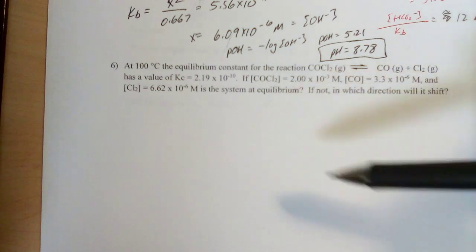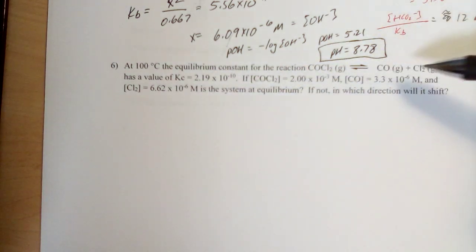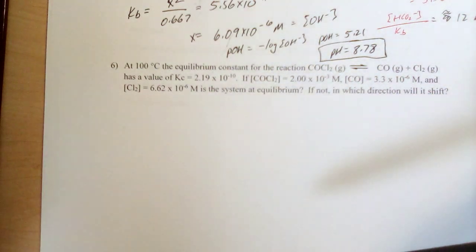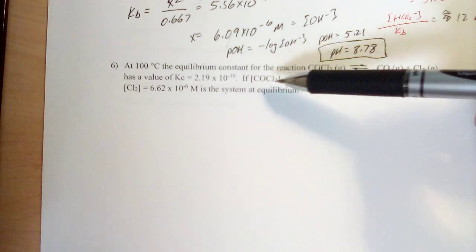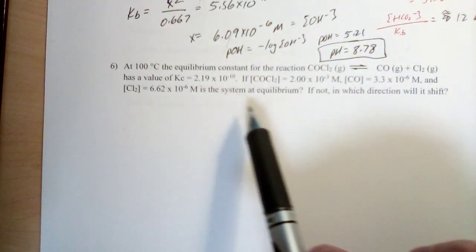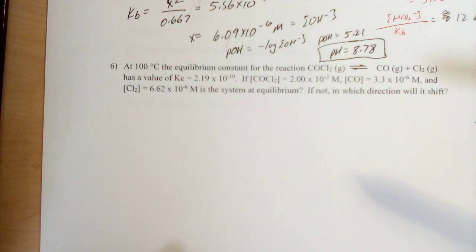So number 6, at 100 degrees C, the equilibrium constant for this reaction is given as 2.19 times 10 to the minus 10th. Then we're given concentrations of all of the components, okay? And asked, is the system at equilibrium? If not, in which direction will it shift? So this is Q again. We've got a system. We don't know if it's at equilibrium. If it's not at equilibrium, which way is it going to go? Right? So the idea here is to solve for Q and then compare that to K.